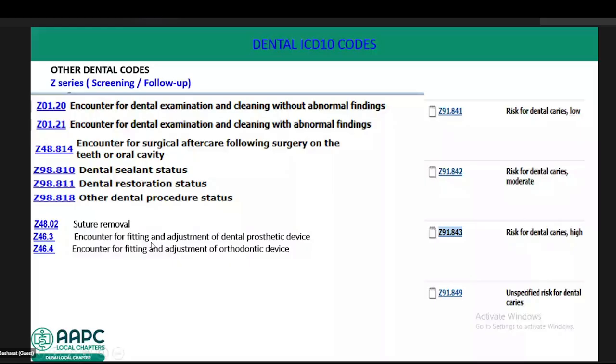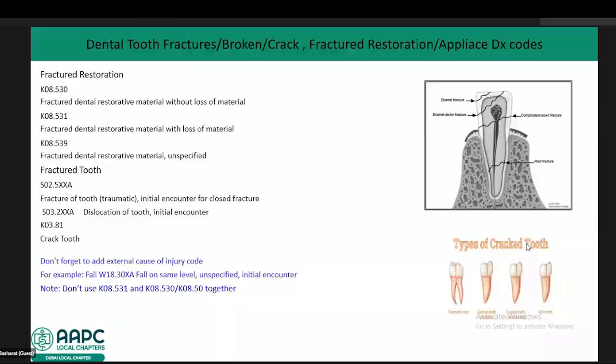Okay, if you see the right side, these are the new codes for the risk of caries. This is mostly for pediatric patients who have milk teeth and are not brushing enough, so they have a risk of caries. The doctor can assign these risk of caries codes. You can see there is low, moderate, and high risk of caries. This is what I was talking about in the previous slide.